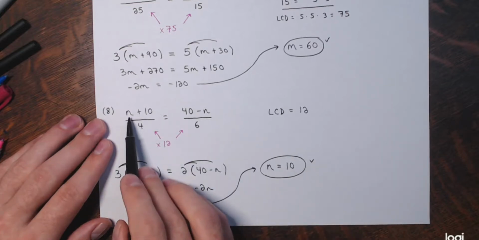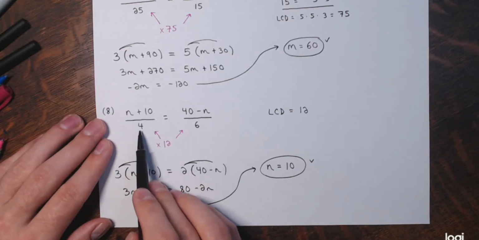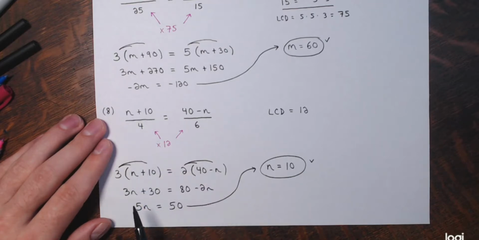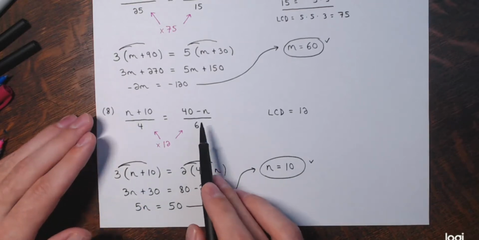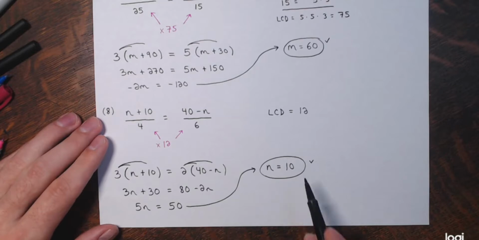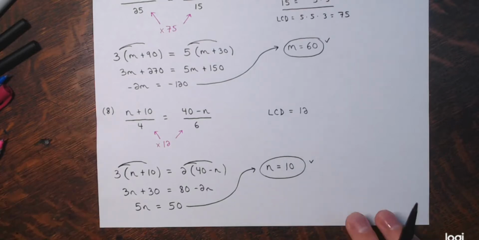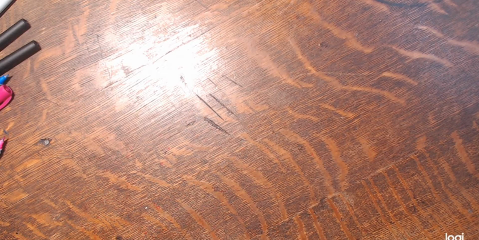If n were 10, you'd have 20 divided by 4, or 5 on the left side. And then 30 divided by 6 on the right, which is also 5. You'd get 5 equals 5. That is a totally good solution. Right, so last page here, last 2 examples.